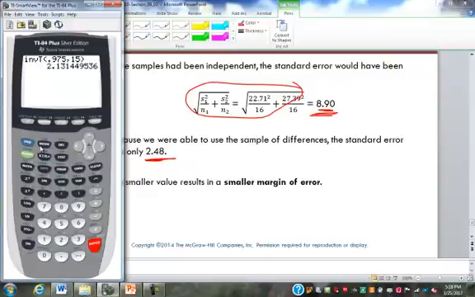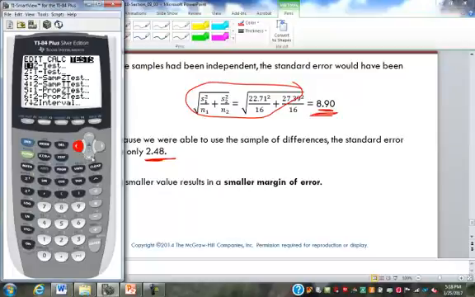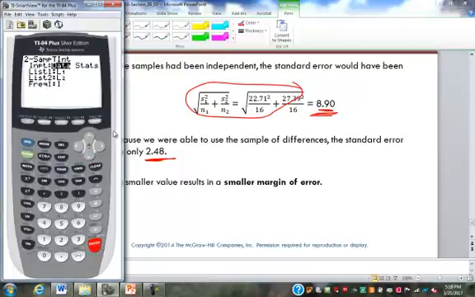So let's go back to these samples here from the brake pads. Remember, L1 is the front brake pads, L2 is the rear brake pads, and L3 is the differences. Let's perform a confidence interval for the difference for a two-sample t interval. That's what I want right there. We have data is what we're going to use.